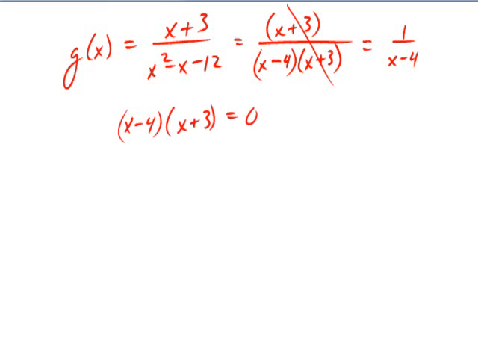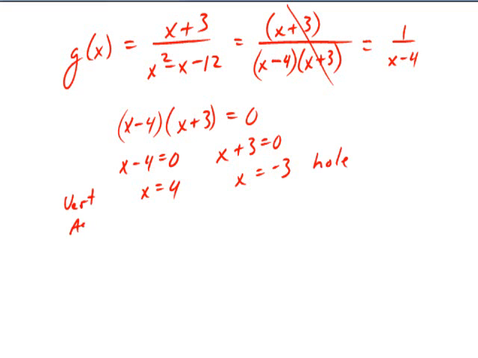The denominator equal to 0 would give us values of x that we cannot have. If I solve for each part of this, x equals 4 or x equals negative 3. Well, I canceled out the x plus 3, and that's where this negative 3 came from. This is not going to be a vertical asymptote. This is actually going to create a hole in the function. x equals 4 is the vertical asymptote.